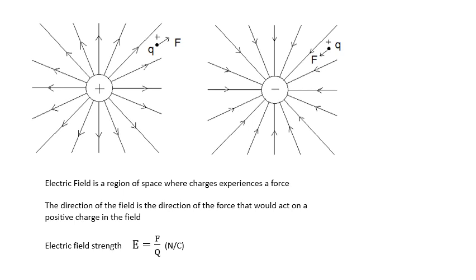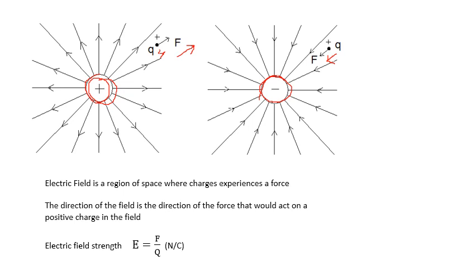If the charge producing the field is positive, then the arrows on this diagram go outwards, because if I put a positive charge here, then the force is away. If the charge producing the field is negative, then if I put a positive charge here, it would be attracted to it. So the arrows go inwards. So both of them are radial, but it's important the direction of the field is the direction of the force that would act on a positive charge in the field.